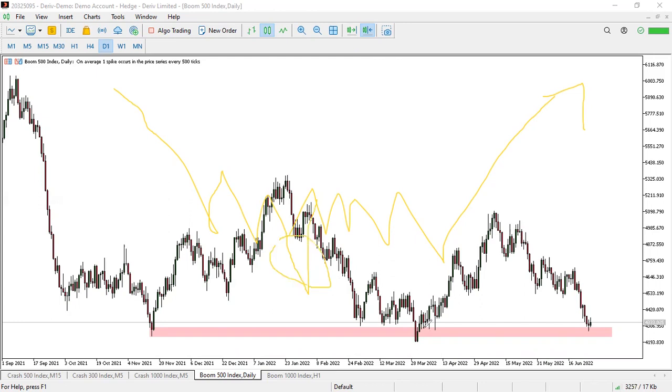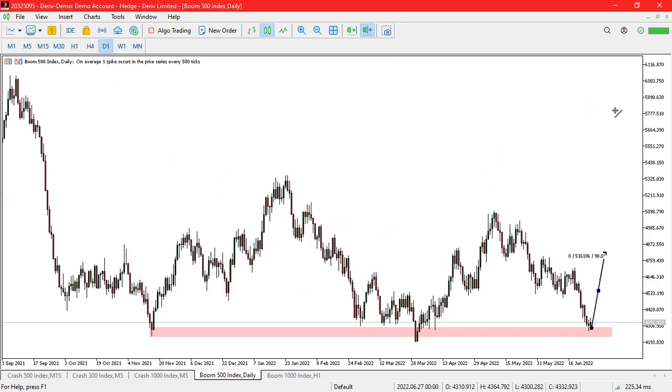And fortunately, we had it. Here it is. So we're expecting a long-term buy, something like this. Guys, I'm trying to be fast because this thing is limiting us. You see? Something like this. This is our Boom 500.